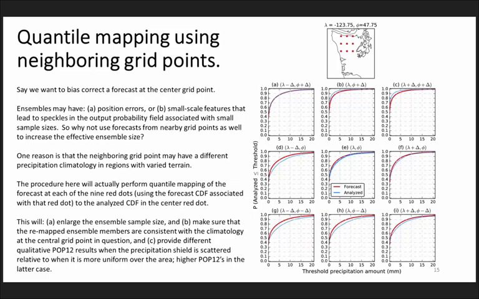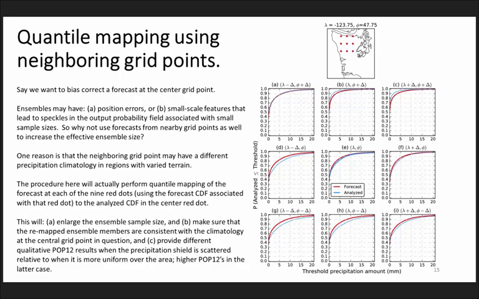And in this way, we're doing a couple desirable things. We're enlarging the sample size to minimize some sample size-related variability. We're making sure that that larger set of ensemble members are consistent with the climatology at that central grid point. And if you think about it, you're going to be, through this procedure, getting a different sort of POP forecast when you have scattered precipitation and where you have a more uniform shield of precipitation.